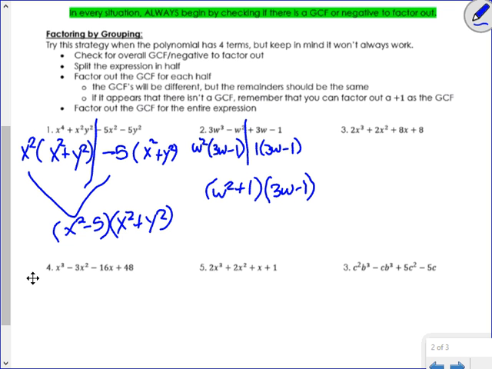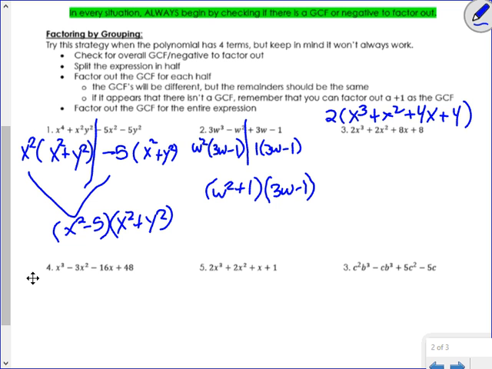So looking at number 3, is there a GCF across the entire expression? Is there something you could divide away from everything? Yes. So it's 2, and then if you divide that away, you get x cubed plus x squared plus 4x plus 4. It's very important to start the question by pulling out a GCF if there's one at the beginning.